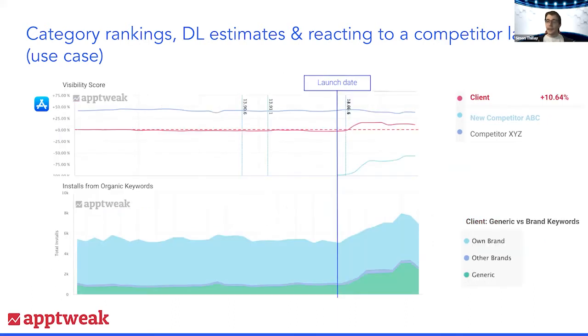The second lesson we got by doing that was confirming that there can be an organic boost when doing UA. Because as you can see here, knowing that there's been no metadata update at the same time, we saw that by simply increasing the UA spend, there was a 10% increase in visibility in the months that followed the competitor launch, and that the installs, especially that came on top of what they used to have, were mostly coming from generic keywords.